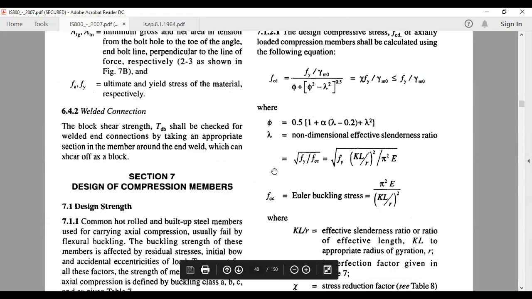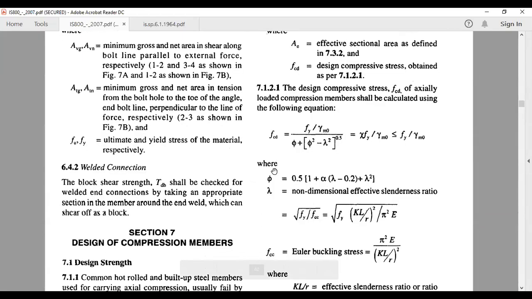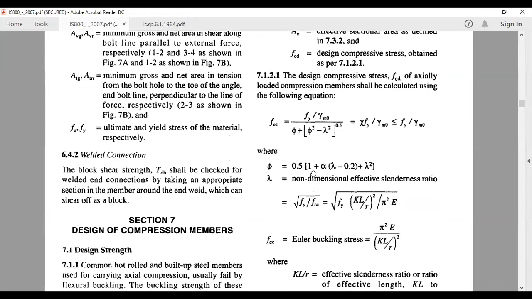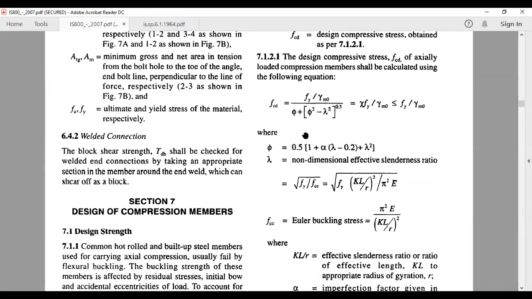So this is the formula in section 7 of IS 800. FCD equals Fy upon gamma m naught divided by phi plus the square root of phi square minus lambda square, and it has to be less than Fy upon gamma m naught. That is the limit. Now how do you calculate this phi and lambda?